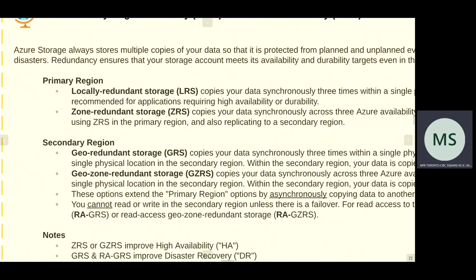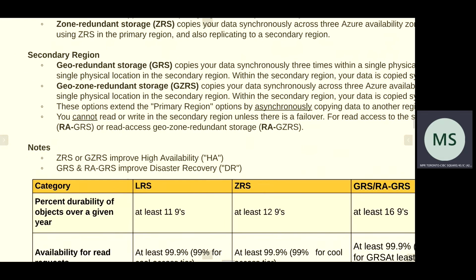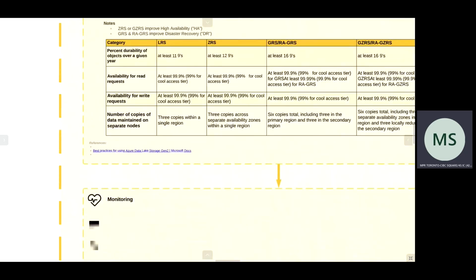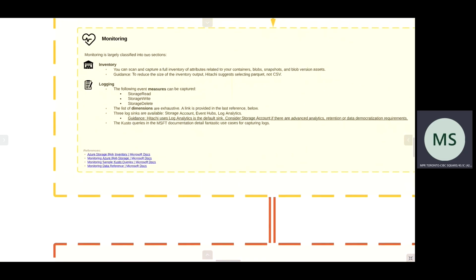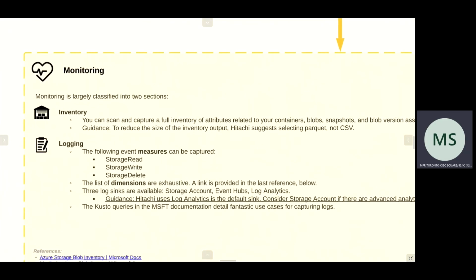You don't get a lot of benefits from a functionality perspective per se. Accessing some of the secondary regions can be challenging depending on which ones you select. For example, here, you cannot read or write in the secondary region unless there's a failover. So just be aware that there's not a lot of benefit from a functional perspective that you get out of this. Well, as I said, this is the more boring infrastructure stuff, so I won't go into too much detail on that. I think this is the last section for our introduction to data lakes.